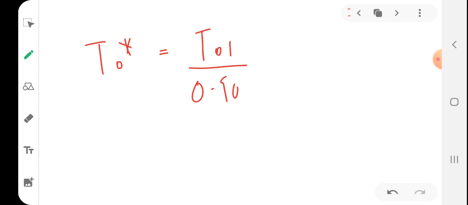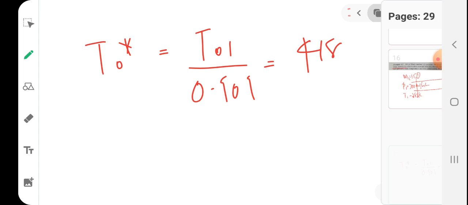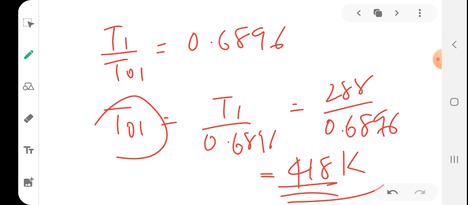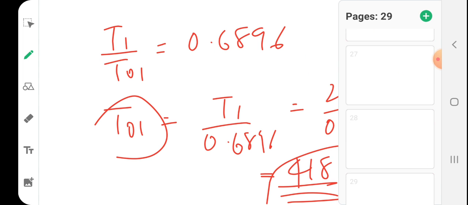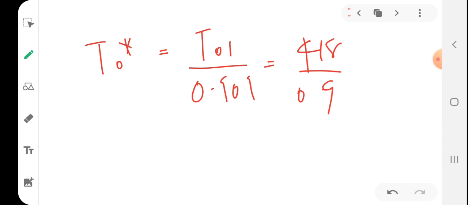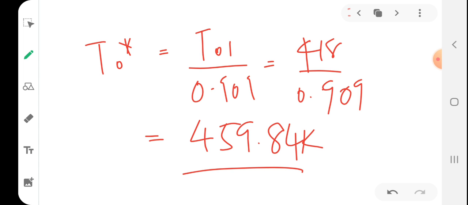So T0 star will be equal to T01 by 0.909. T01 is already calculated as 480 Kelvin. So take that 480 Kelvin by 0.909, which is equal to 459.84 Kelvin.